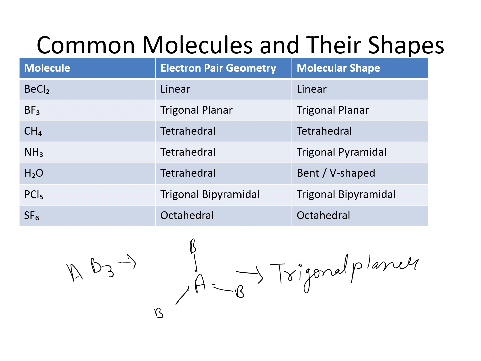Anyone in the class who can tell me an example of an AB3 type of molecule? Okay, BF3 is the example of an AB3 type of molecule. How many valence shell electrons are present in boron? 3. So, all the 3 electrons of boron make a bond with electrons of fluorine. So, what is the geometry of BF3? Trigonal planar.